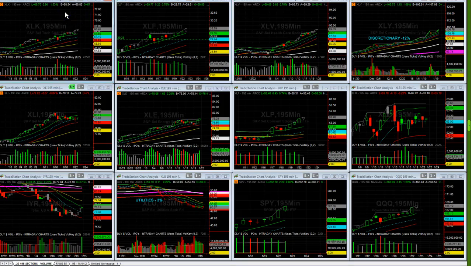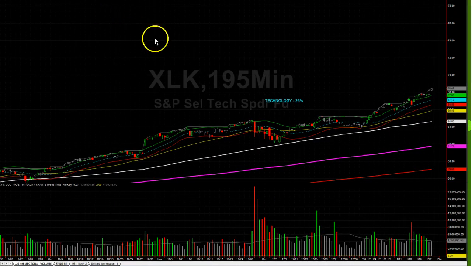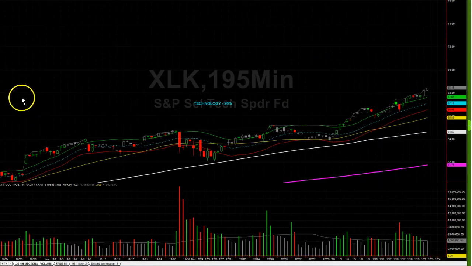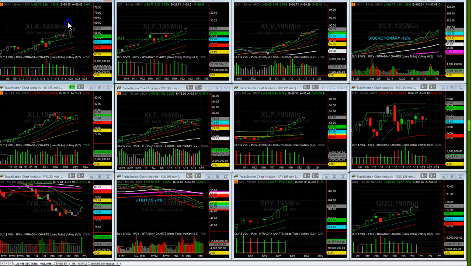Now the second thing that I always have open is another workspace here, which I call 195 sectors volume. And these are just all the major sectors that I like to monitor, and they're all 195-minute charts. That allows me to kind of see the inner workings of the volume and get a good sense of what's going on. Again, monitoring the 195 has always been money to me, because when volume comes through on the 195, it usually leads to some very big trades. So got XLK, XLF, XLV, XLY, XLP, XLE, XLI, IYR, XLU.